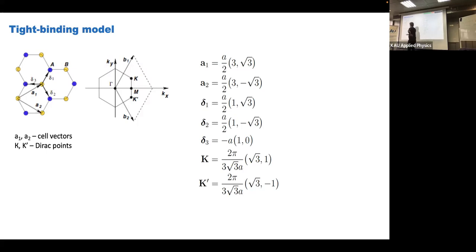I have cell vectors A1, A2 here, and I have the distance between these atoms. I start here from this yellow B atom, and to A I have vector delta 1, delta 2 for A here, and delta 3 to A here. I don't have any other neighbor atoms. For each atom, I have only 3 neighbors, and I should work with them.